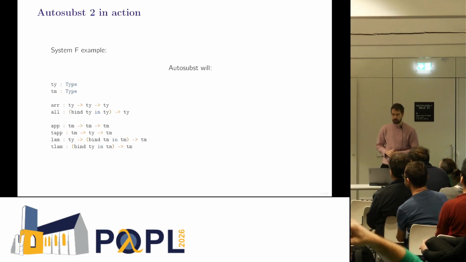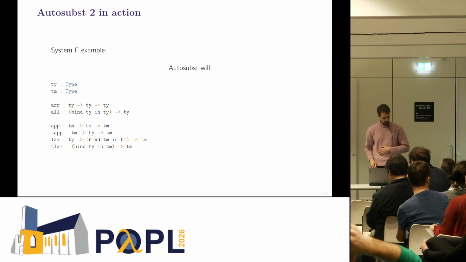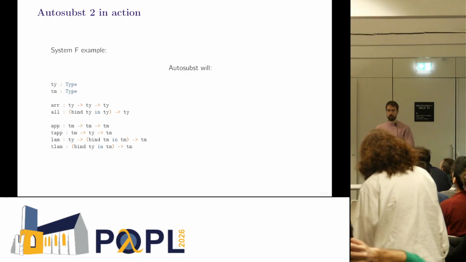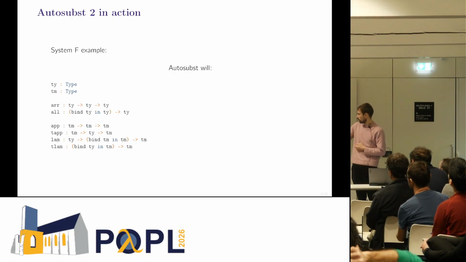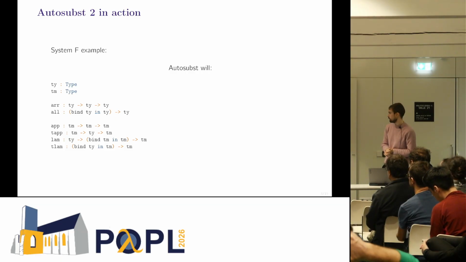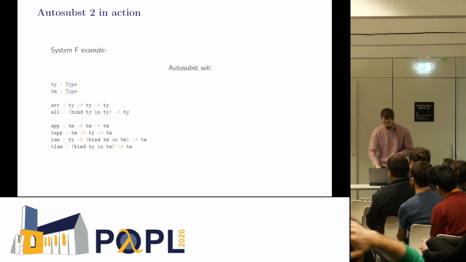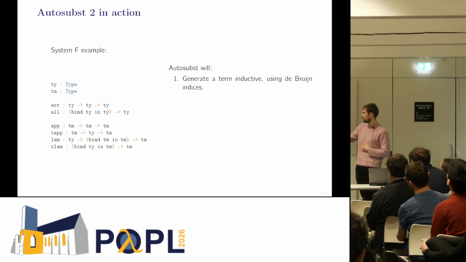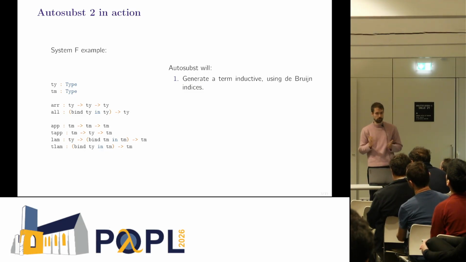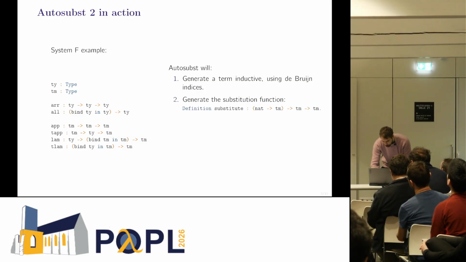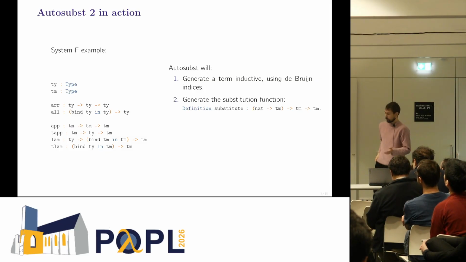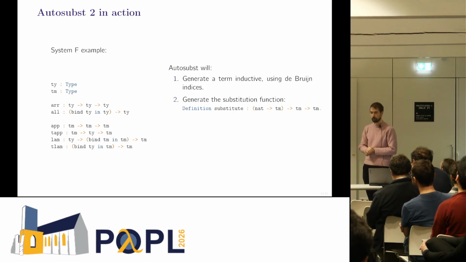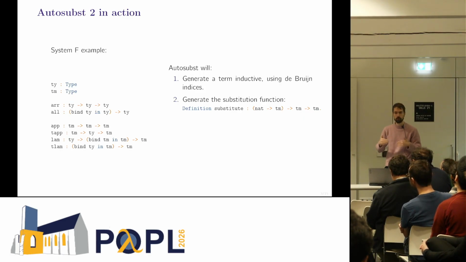So quickly, I'll give a crash course on Autosubst. Let's say you want to formalize the meta theory of System F. The first step is to write the grammar of types and terms in a format that Autosubst understands. You give this to Autosubst, and Autosubst first generates inductive types representing your grammars of types and terms using de Bruijn indices. Then Autosubst will generate a substitution function. For instance, this would be the parallel substitution function, which substitutes all the de Bruijn indices at the same time.